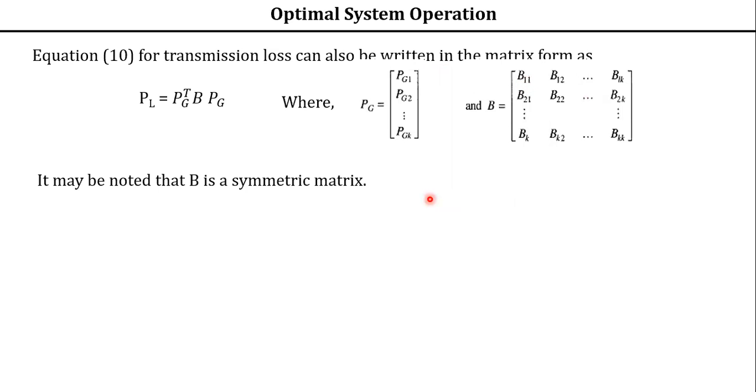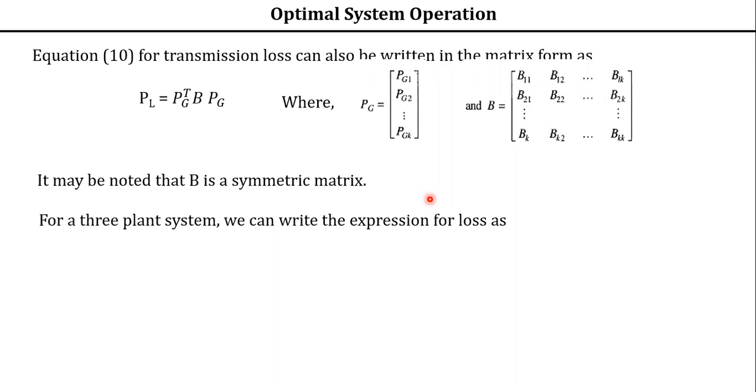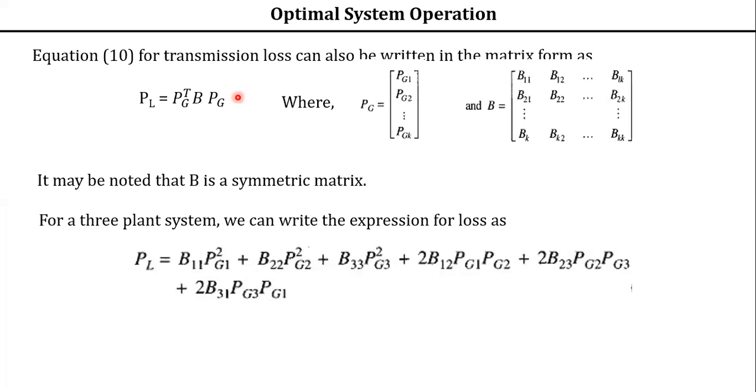So let us consider a 3 plant system, we can write the expression for loss. For 3 plants, using this matrix form, how can we write it? This is the equation you are going to get. Write P_G transpose as P_G1, P_G2, P_G3, row wise, because it is a transpose. B is a 3 cross 3 matrix, you write it in this fashion. Then what is P_G? It is a column vector, P_G1, P_G2, P_G3.